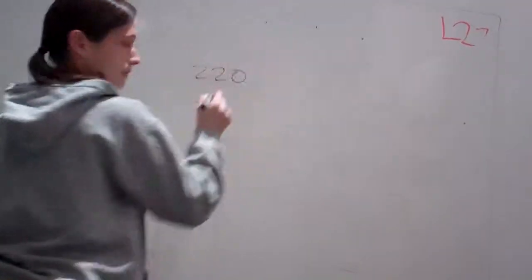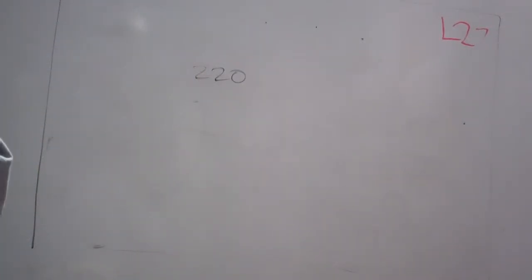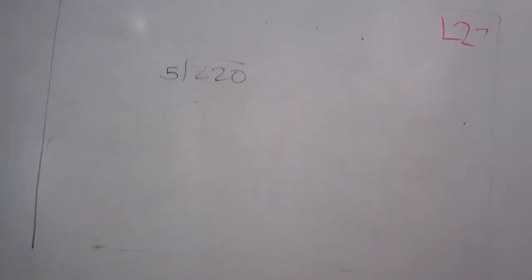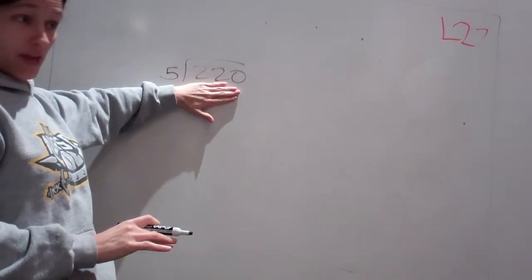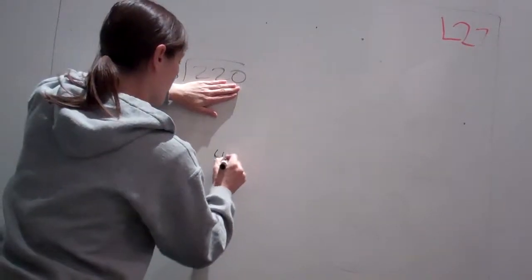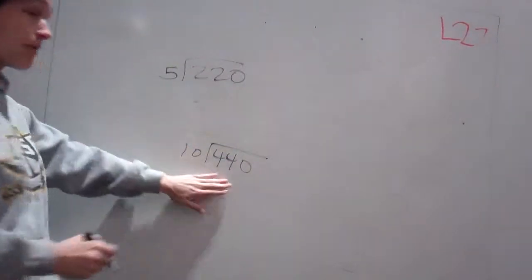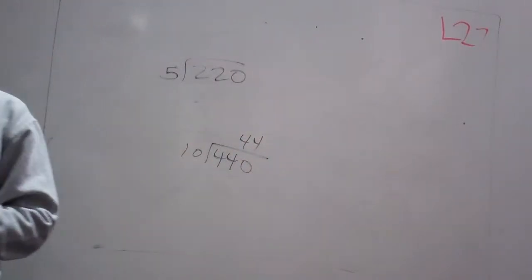220. Here's what it says. Instead of dividing 220 divided by 5, we are going to double both numbers. Okay? So what would this be doubled? 440. And what would this be doubled? 10. How much easier is that to figure out? 44. Yeah. Our answer would be 44.